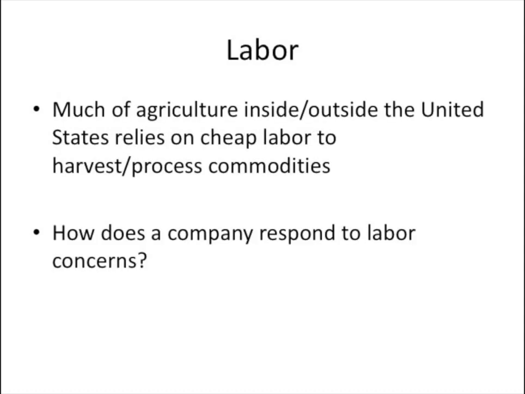A third area is labor. Much of agriculture inside and outside the United States relies on cheap labor to harvest and process commodities. Those in the United States require migration across borders. And what happens if that ceases? How do we meet our labor requirements within agriculture? Those are three quick examples of regionalization and what it means. This issue will again come up later in the semester.